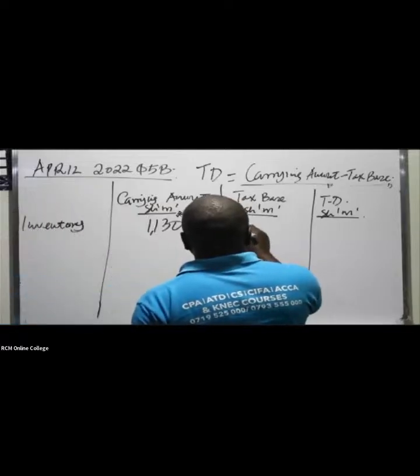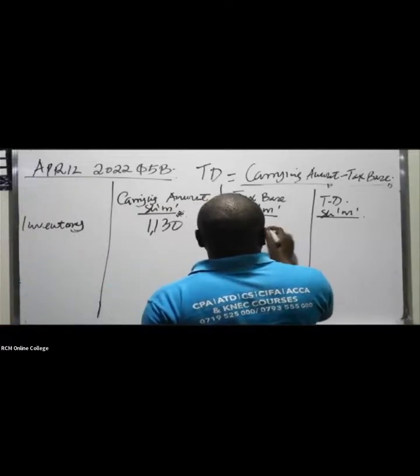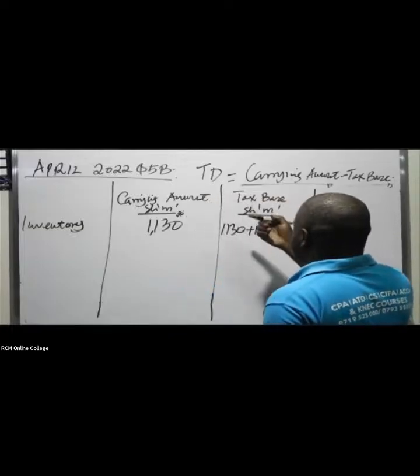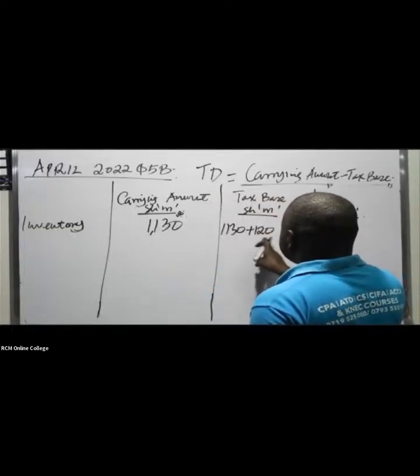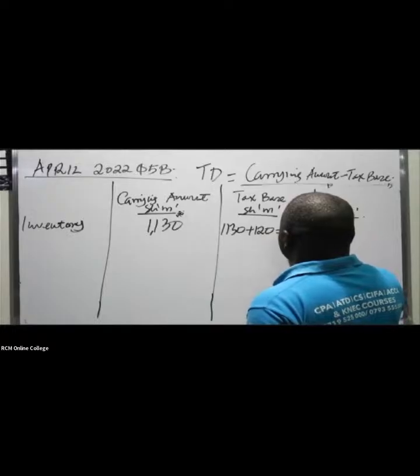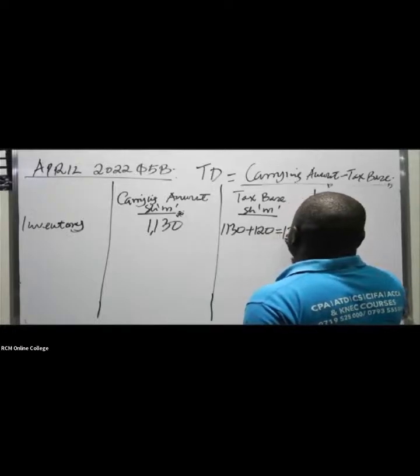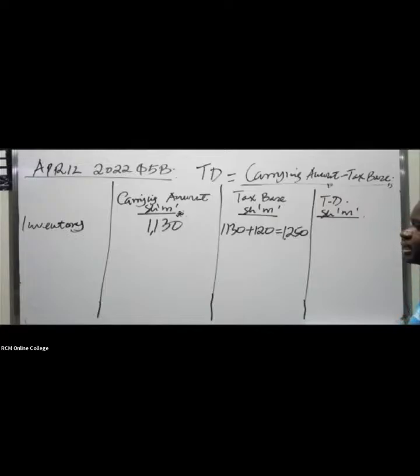1130 plus 120. The taxman doesn't consider this reduction. We need to add it back, and therefore you'll be able to get 1250. That is very brilliant.